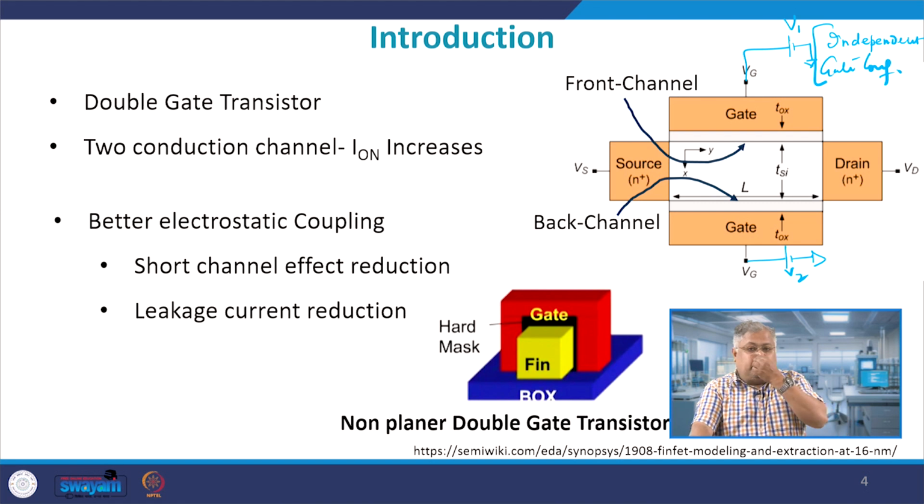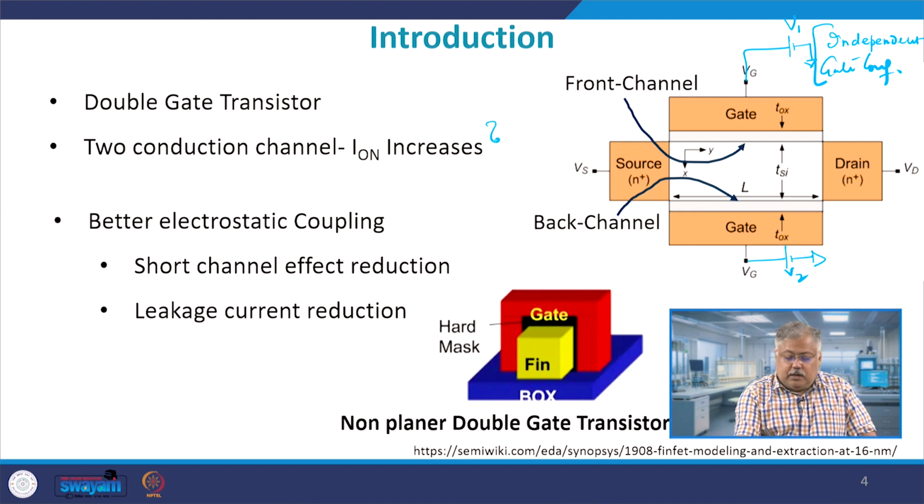Since this is a double gate MOSFET, as you can see, your on current will therefore almost double itself, and that is what is written here, that the on current increases. And the increase in the on current is primarily because of two channels being available. One channel is here, another channel is at this particular point.